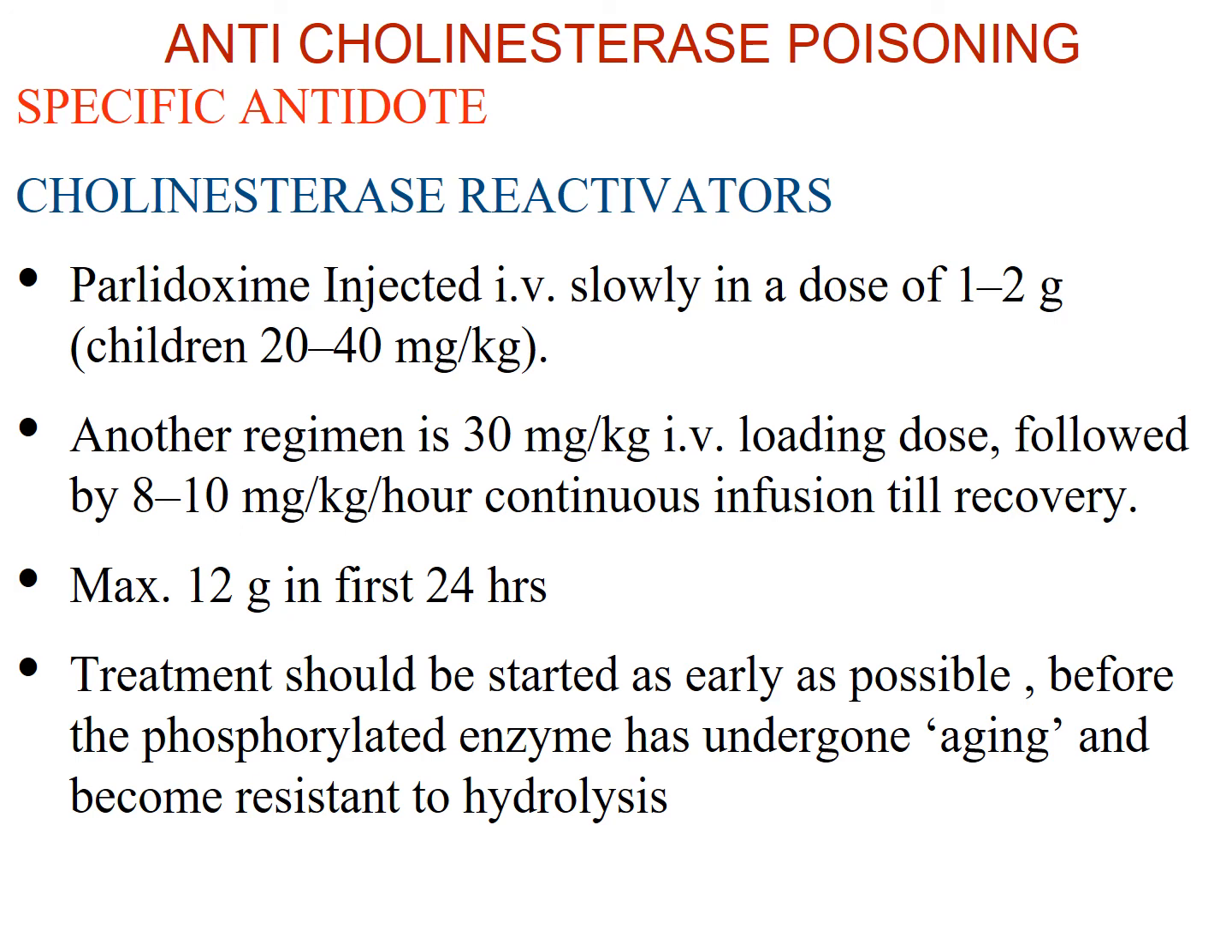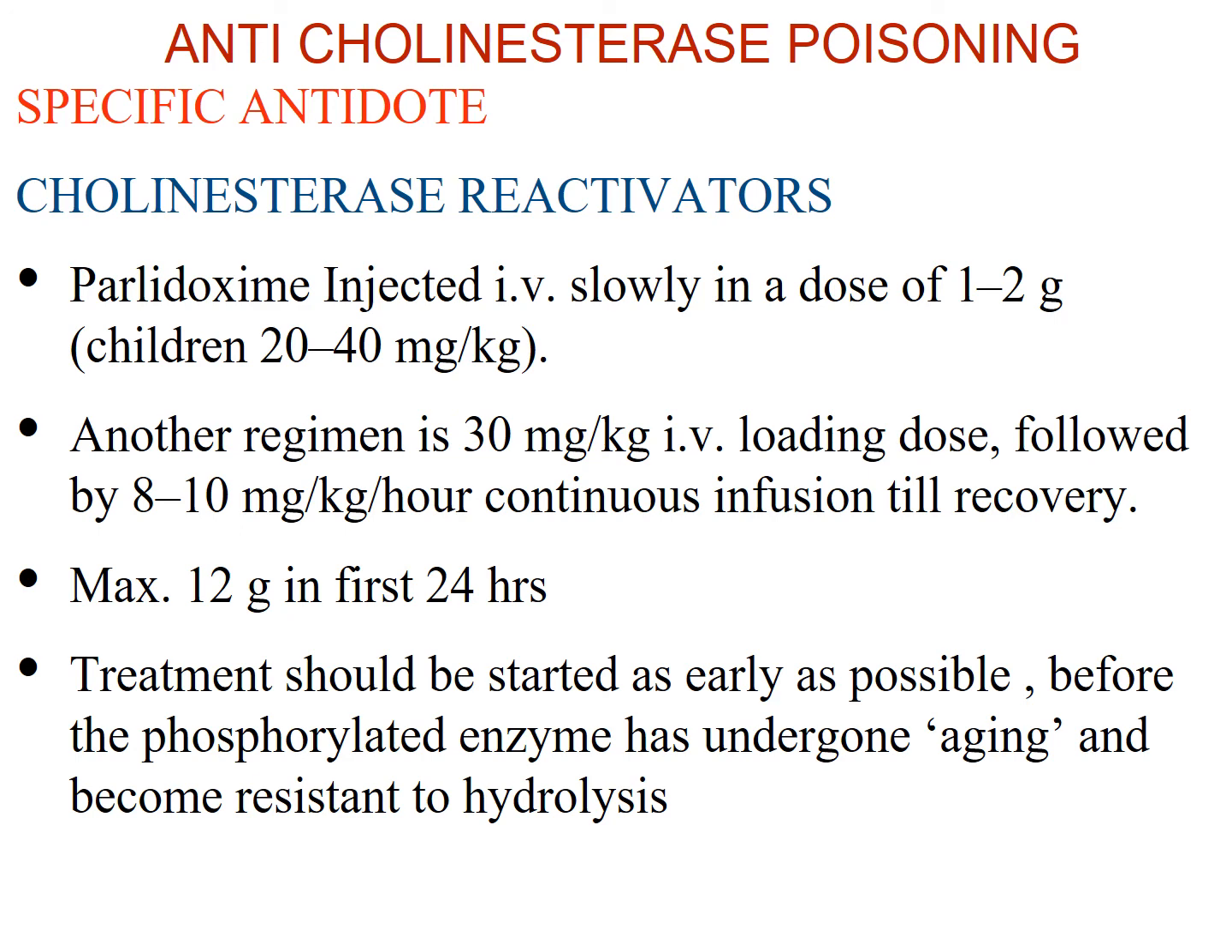It is given in the dose of 1 to 2 grams slow IV. In children it is given in a dose of 20 to 40 milligrams per kg. The another dosing which we use is 30 milligrams per kg intravenously as a loading dose, and then it is followed by 8 to 10 milligrams per kg per hour continuous infusion till the recovery is seen.